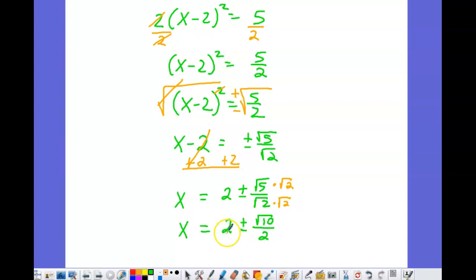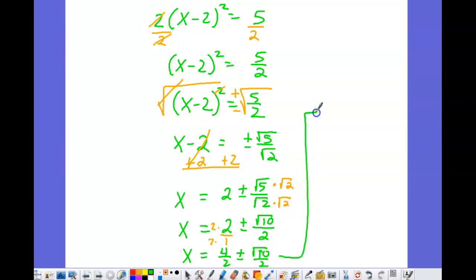And then I want to be able to put this together as one giant fraction. So what I'm going to do is give this an over 1, and then give it a common denominator of 2 also. So multiply the top and bottom here by 2. And I end up with x equals 4 over 2 plus and minus the square root of 10 over 2.